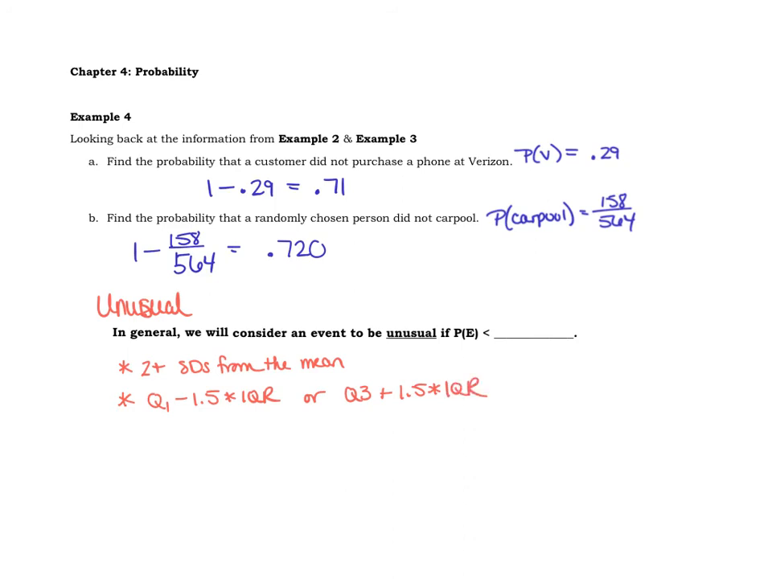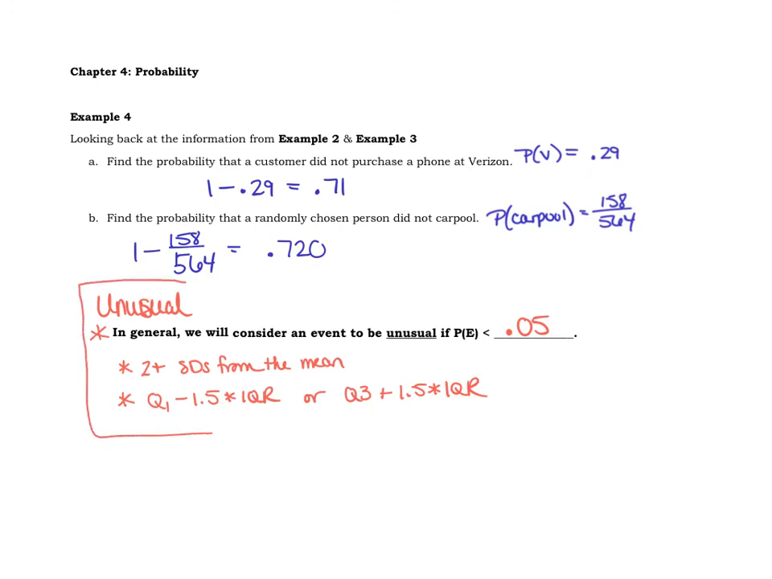Those made things unusual, and again, it depended on what you knew. In that first scenario, we knew the mean and the standard deviation. In the second scenario, we knew something about percentiles. Well, what if we don't know any of those? This is where this third one comes in, or in general, we will consider an event to be unusual if the probability of E, the event, is less than 5% or 0.05.